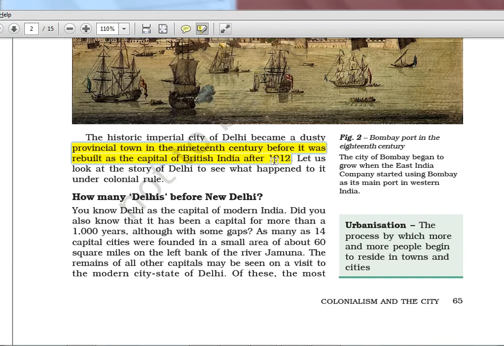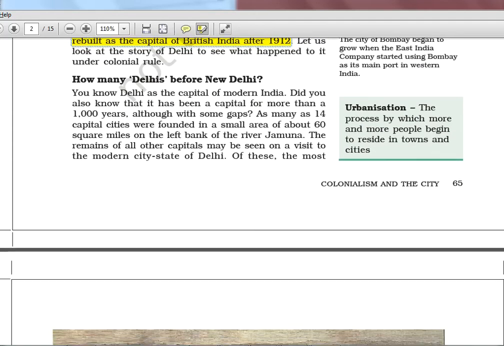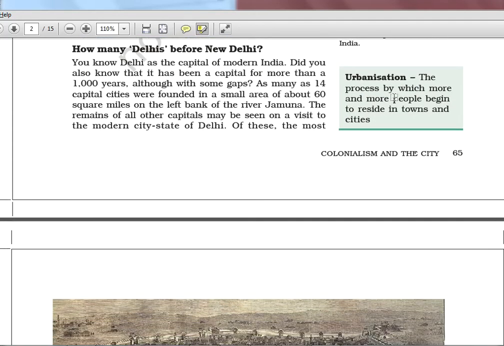Okay, now the rest of the few pages are dealing with Delhi, I think. So we'll see. You know what urbanization is, obviously. So this box is not much important. The process by which more and more people begin to reside in towns and cities. How many Delhis before New Delhi? Okay, that is the statement they put. So Delhi as a capital of modern India we know, but in olden days, as I told you, it was Rajgriha, Pataliputra, then Vaishali, then again Bengal, Dhaka, Murshidabad. These were the important cities. Delhi was never a capital until the Tomara dynasty came. Okay, this is one of the first Delhi Sultanate rulers, the Tomaras.